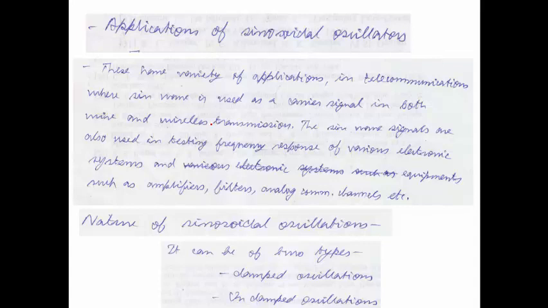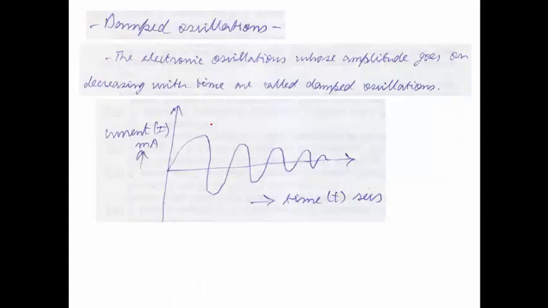There can be two types of oscillations. One is known as damped oscillation and the other is undamped oscillation. Damped oscillations typically look like this. Damping here means that the amplitude of the oscillation goes on decreasing with time. So electronic oscillations whose amplitude goes on decreasing with time are called damped oscillations.